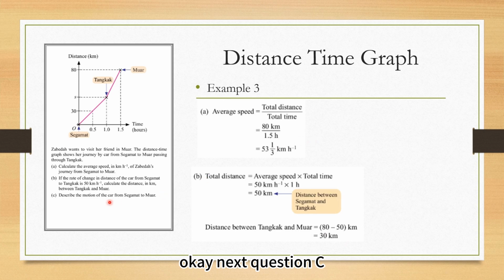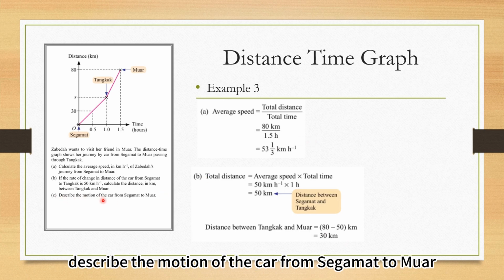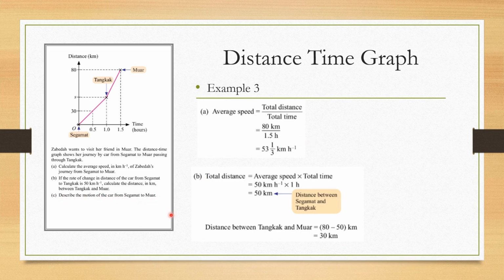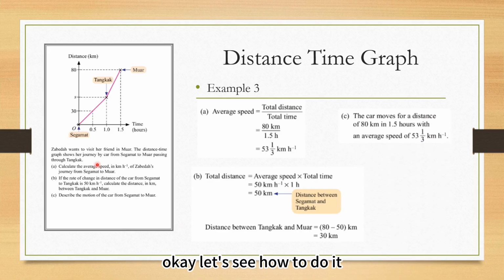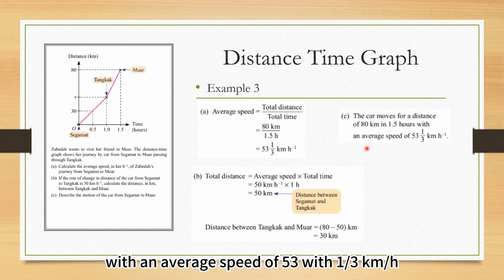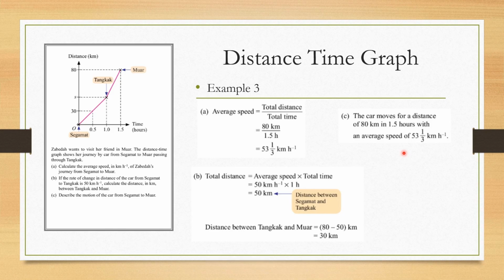Okay, next question C. Describe the motion of the car from Segamat to Muar. Okay, let's see how to do it. So the answer is the car moves a distance of 80 km in 1.5 hours with an average speed of 53 1/3 km per hour. So that is the answer.